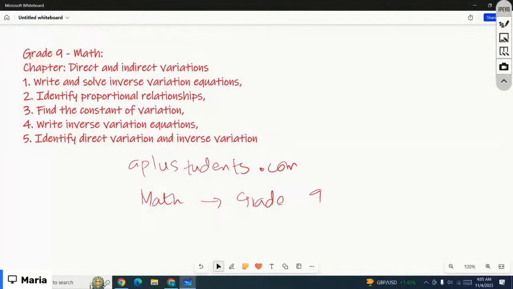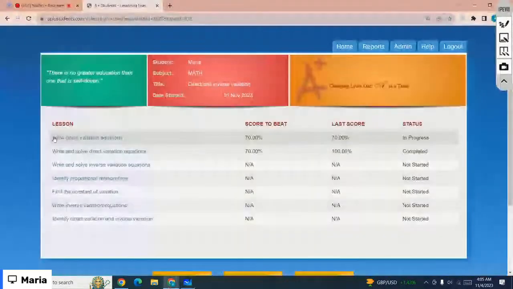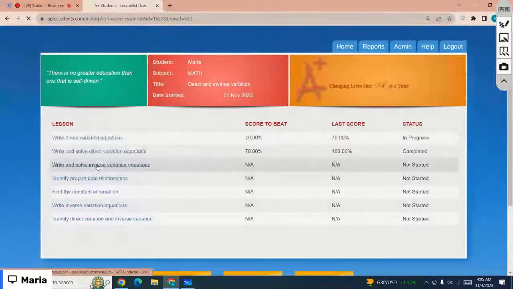Please make sure you have your notebook and pencil so that you can note down the important examples and definitions as well. So let's start with the lesson write and solve inverse variation equations. Okay, here I'm on the lesson.